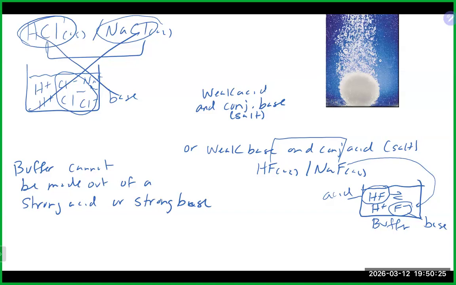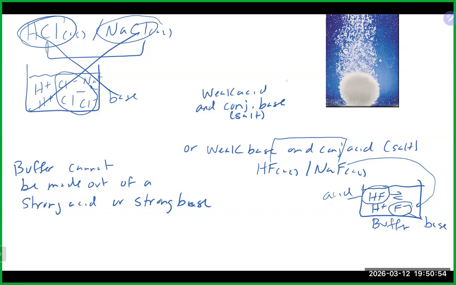A strong base would do the same thing. It would just completely break apart. Now, that being said, you could actually produce a buffer from a reaction of a strong acid or a strong base, but the buffer itself is not made up of a strong acid or strong base. So they're completely gone at the end of it. So those two things are really important for how a buffer is able to function: having those things in the solution at the same time.